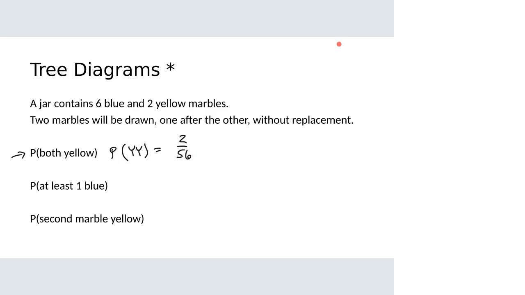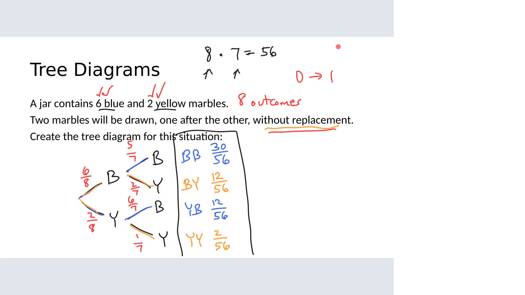The next question says, what's the probability of at least one blue? Now this is not a single specific outcome. We would need the tree for this. Luckily, we've already done it. We need the probability of at least one blue. So we'll go back and find those outcomes that have at least one blue. Well, this has at least one blue, at least one or more. This has at least one blue. This has at least one blue, and this does not. So I could get at least one blue marble this way, or this way, or this way.